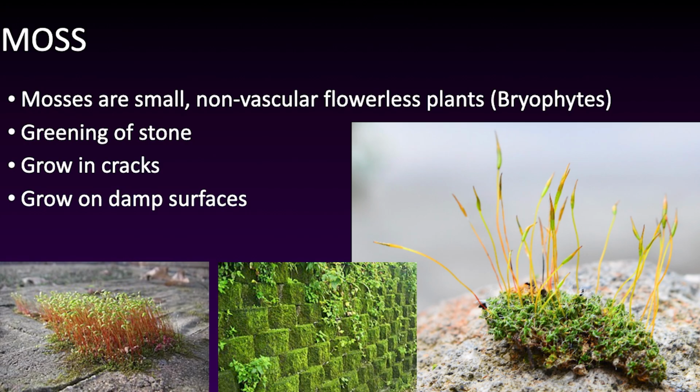So mosses, they're small, flowerless plants, but they cause a kind of greening of stone. They really require a lot of moisture, and they tend to grow on very damp surfaces and cracks and things. So we can usually see the mosses in quite characteristic places.